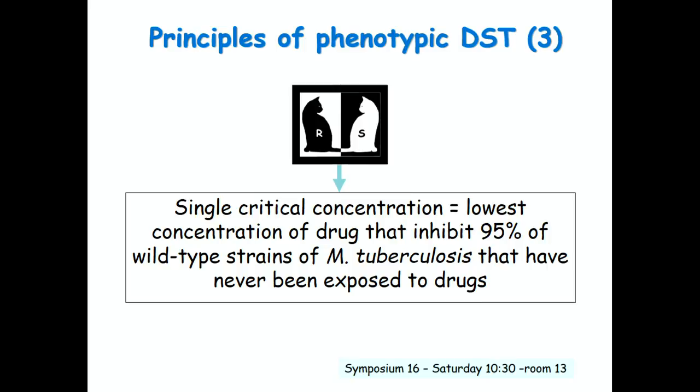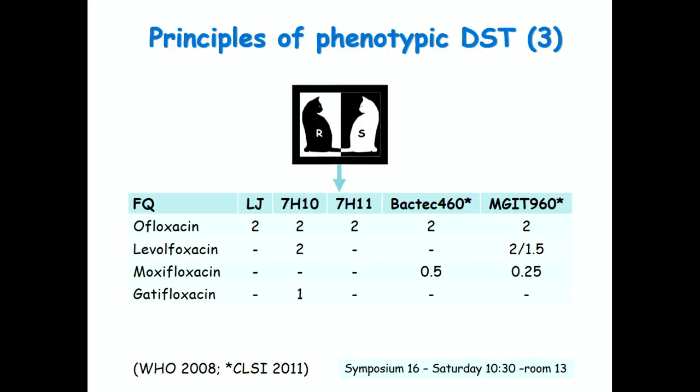But you should know that we have a black and white vision of drug susceptibility testing in TB. Since, contrary to what is done for other bacteria, we use a single critical concentration, which is the lowest concentration of drug that inhibits 95% of wild-type strains of M. tuberculosis that have never been exposed to drugs. This concentration was classically 2 milligrams per liter of ofloxacin.